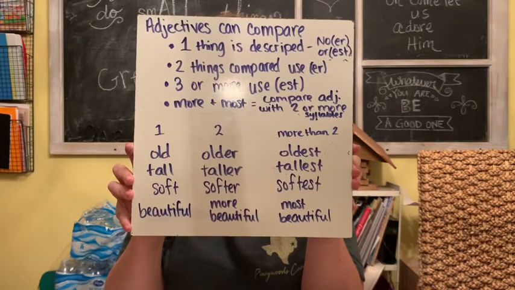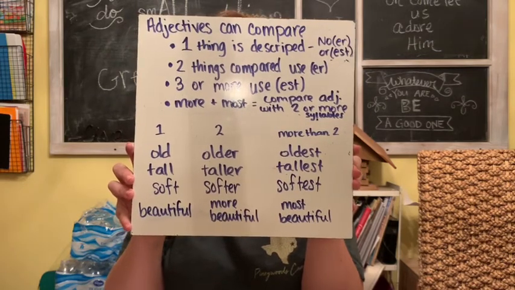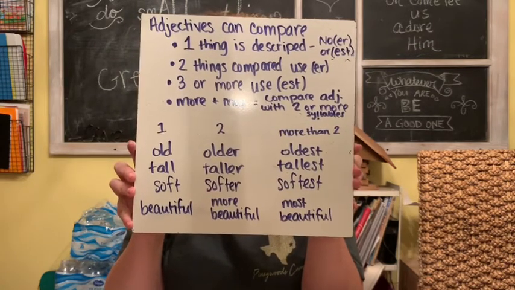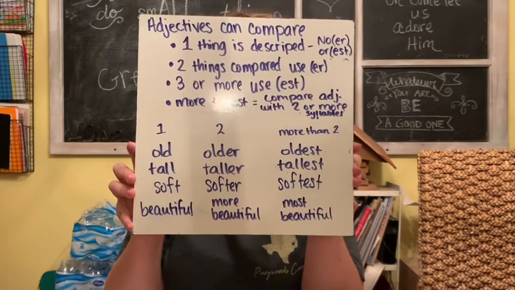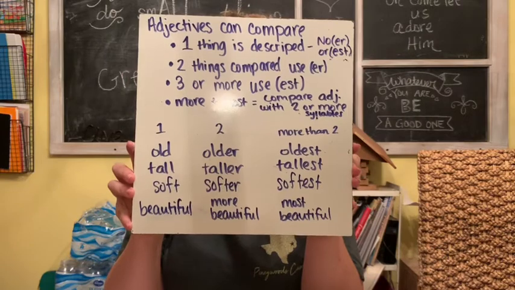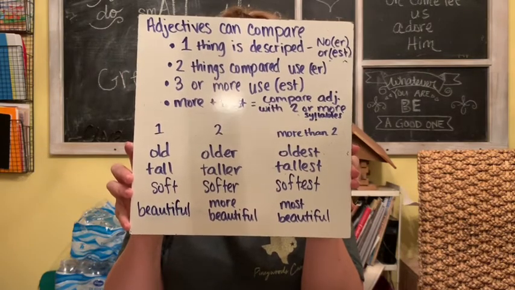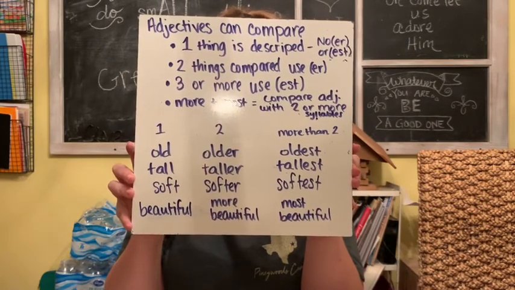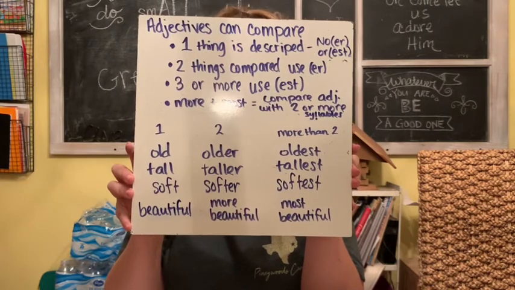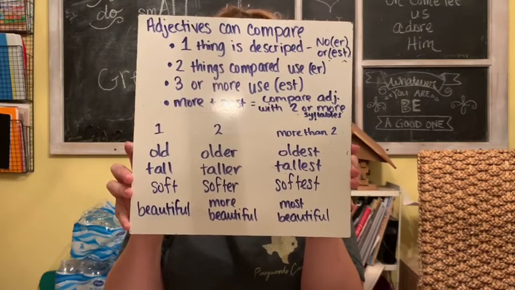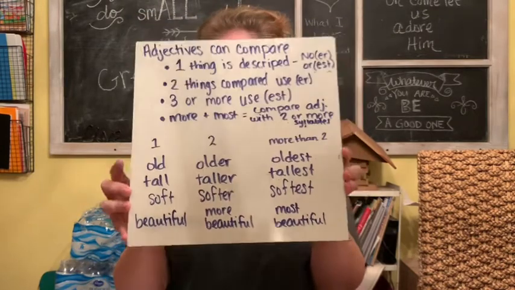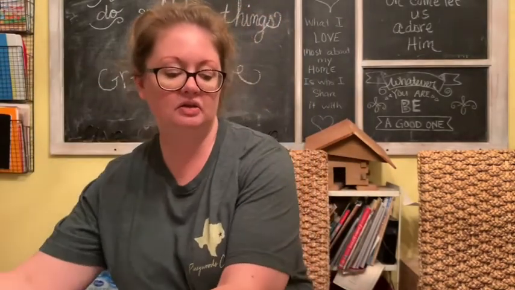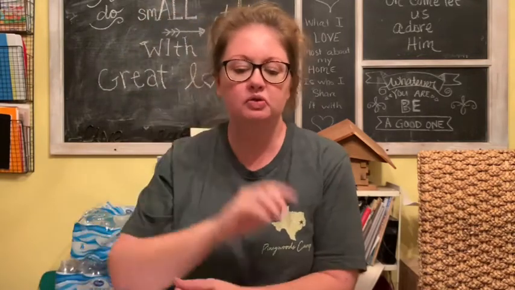So we have old, older, oldest, tall, taller, tallest, soft, softer, softest, and the list goes on, okay? So just remember, when we're just describing one thing, our adjective doesn't change. 2 things, we add ER. Comparing 3 or more things, we add EST. All right, so now we are going to look at oral drill on page 291.